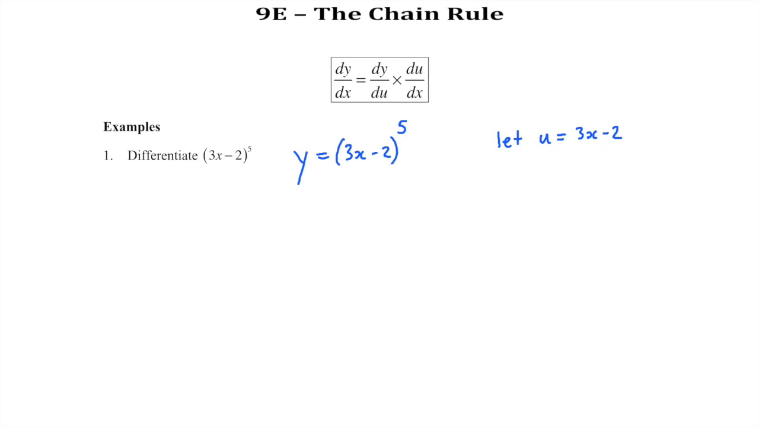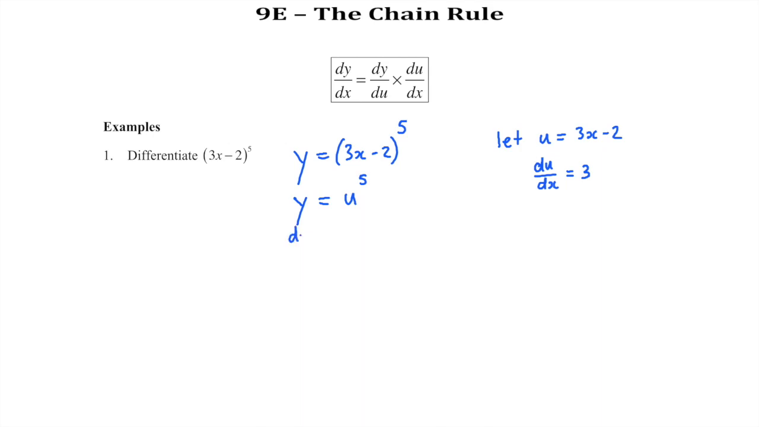Now if I let u equal the bit inside the bracket, I can differentiate u with respect to x. What's the derivative of u with respect to x? The derivative of 3x is just 3, and the derivative of minus 2 drops out. So there's du dx. Also, that means if I let u be 3x − 2, instead of saying (3x − 2) to the power of 5, I could say y equals u to the power of 5.